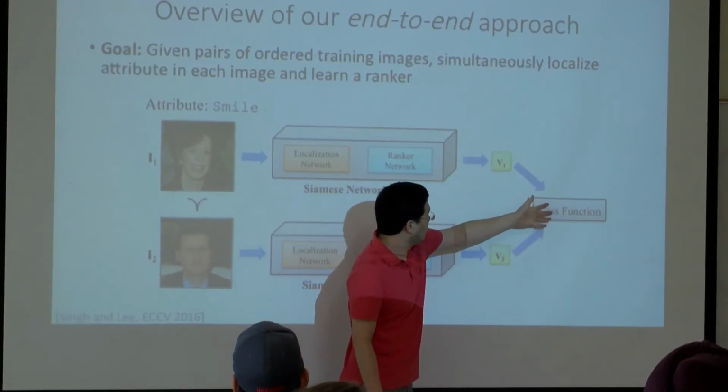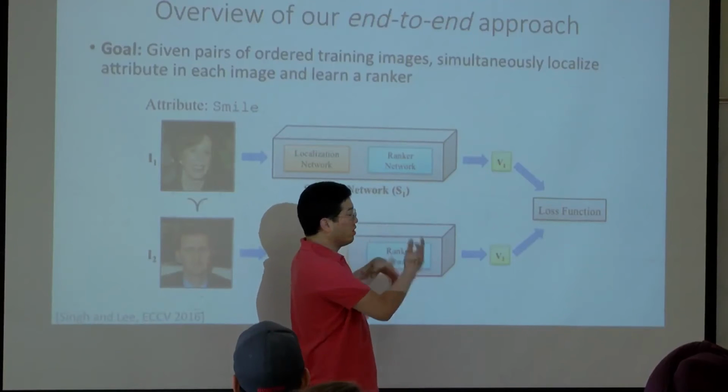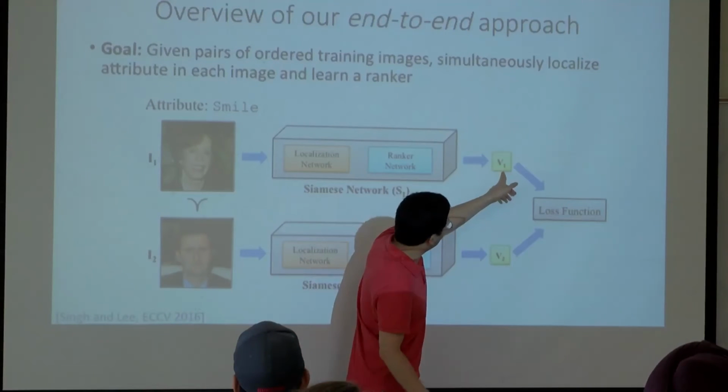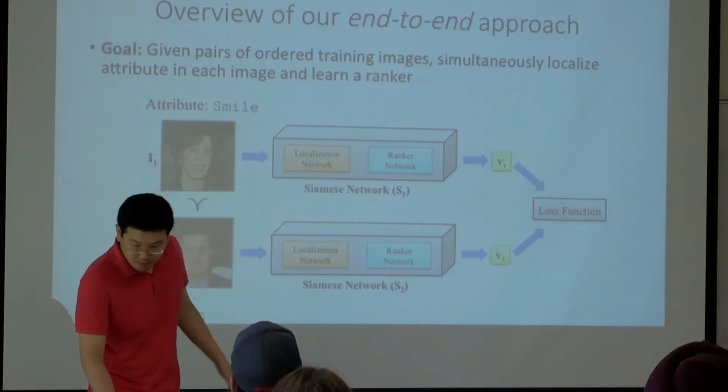So in that case, you have a loss that tries to change the network so that it does produce correctly that V1 is greater than V2. Okay? So that's the general idea.